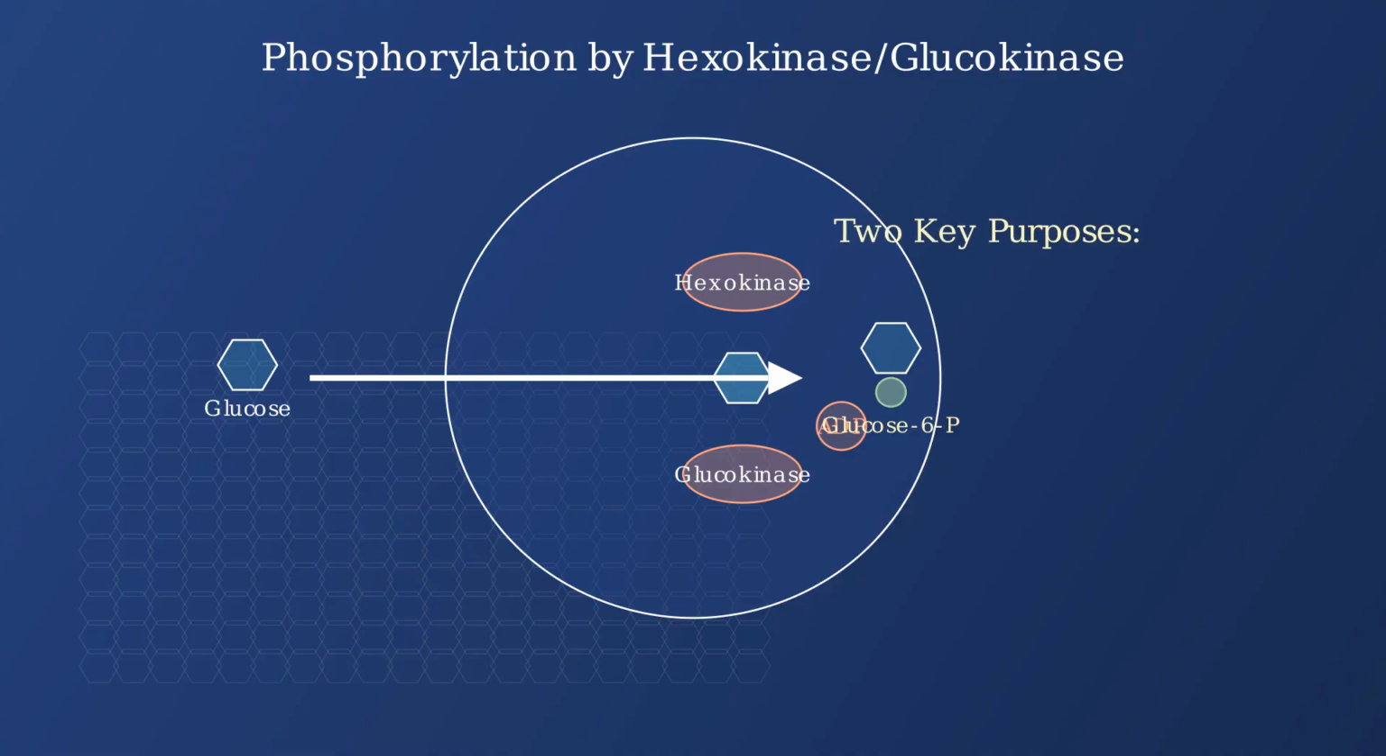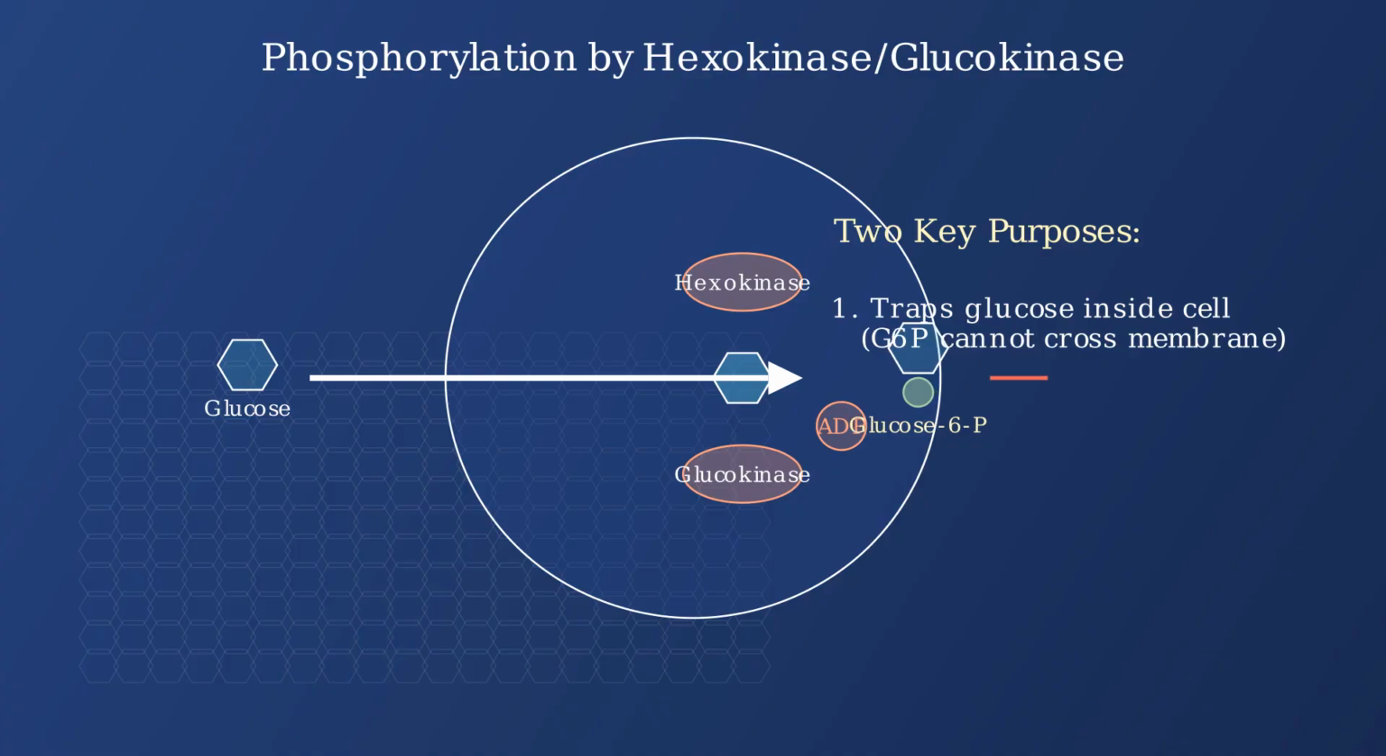This phosphorylation serves two essential purposes. First, it traps glucose inside the cell because glucose 6-phosphate cannot cross the cell membrane. Second, it prepares glucose for subsequent metabolic reactions in the glycogenesis pathway.